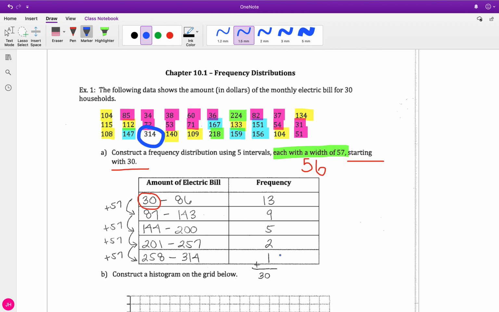Now you can always check yourself. Just add those up real quick. That added up to 30, and that is how many numbers I had in my list. So that's how we come up with this frequency distribution.